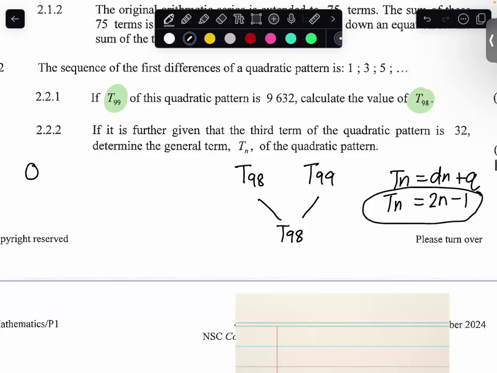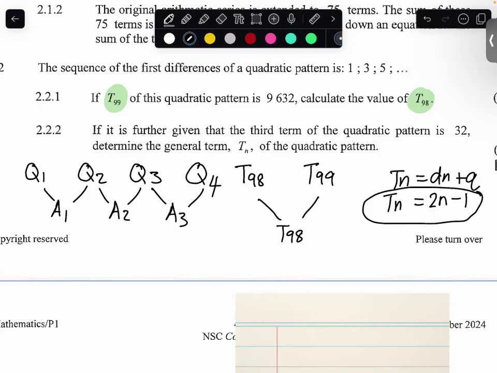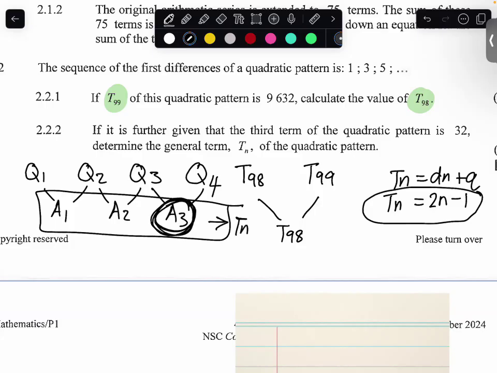So you know you have your quadratic sequence, whatever it may be. Between T1 and T2 lies the T1 of arithmetic. Between T2 and T3 lies T2 of the arithmetic. Between T3 and T4 of quadratic lies T3 of arithmetic. Now, if I have the general term of this and I want the numerical value there, then all I need is the general term of the first differences, which I now have. And I need the value of T98.